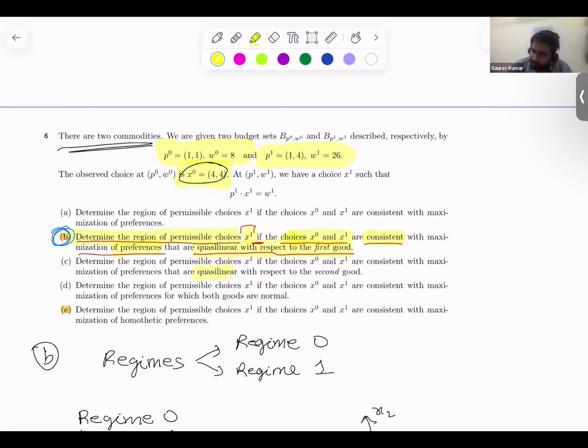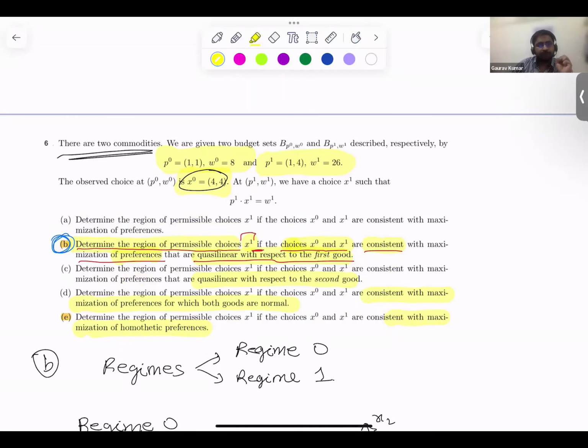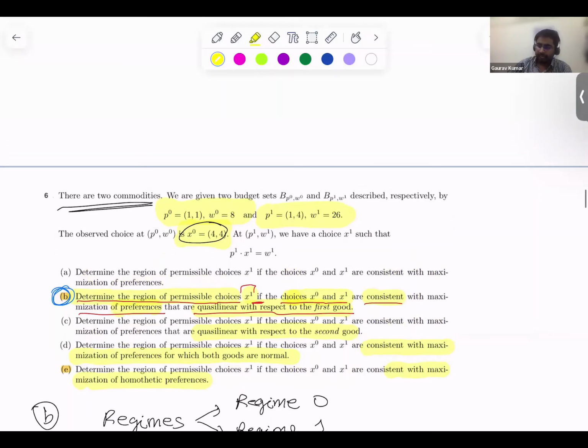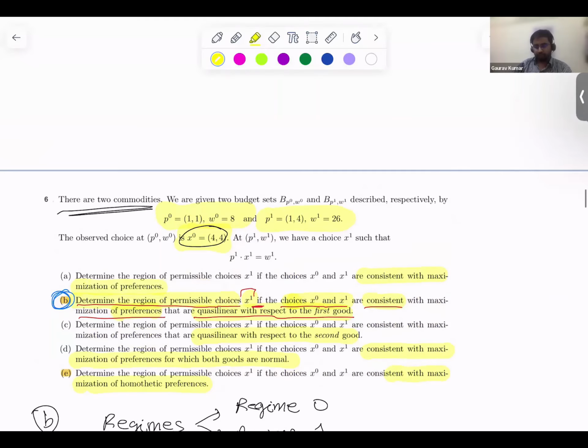So quasi-linear with respect to the second good, or consistent with maximization of preferences for which both goods are normal. So you need to know the definition of normal goods. Then maximization with respect to homothetic preferences. So you need to know what homothetic preferences mean and how that will be applied here. And then in the first part, you are asked consistent with maximization of preferences. So you can try these 4 questions.